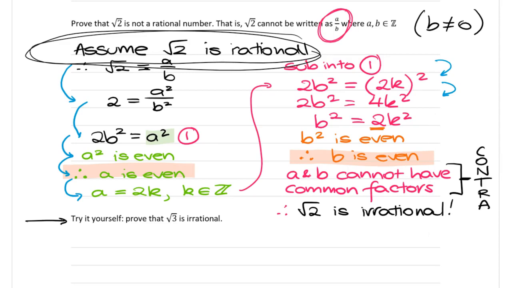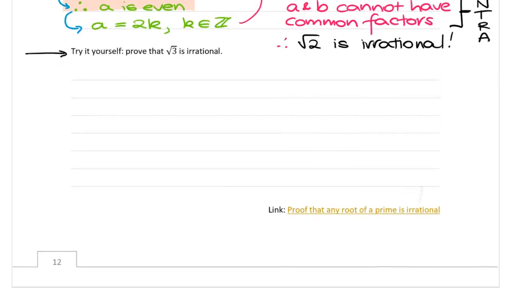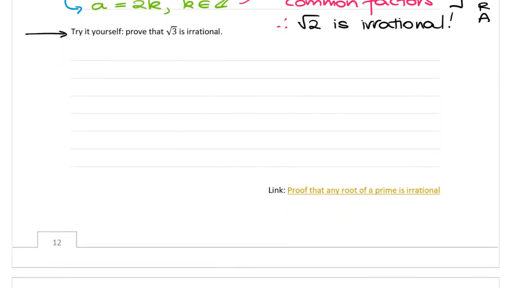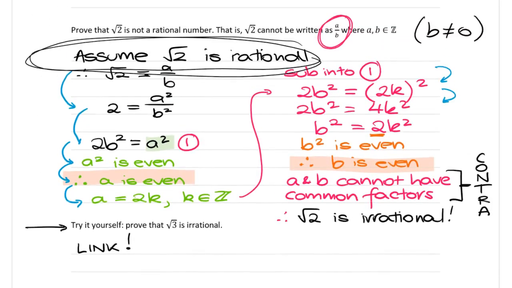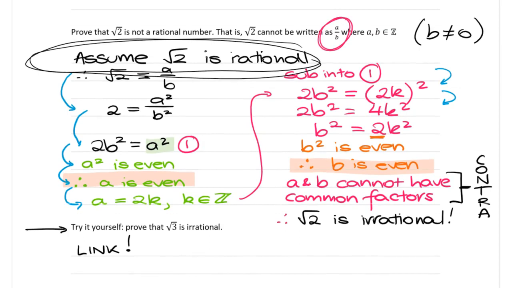I want you to go ahead and prove that root 3 is irrational yourself. There's a link on the portal, so I'm going to write link. If you really struggle to do it yourself, there will be a video that goes through how to do that. But I'll give you a hint, it's very similar to this proof here, but rather than thinking of evenness, think about factors. So here we said a is even, a squared is even, therefore a is even. Think of it instead as a squared has a factor of 2, so a has a factor of 2. And if you think of it like that, that will be helpful when you're looking at the square root of 3 rather than the square root of 2.